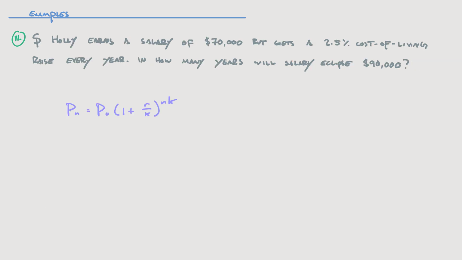The last one, example number 3. Suppose that Holly earns a salary of $70,000, but every year she gets a 2.5% cost of living raise. So every year her salary increases by 2.5%. In how many years will the salary eclipse 90,000? Okay, so Holly wants to know, just based on cost of living raises, when will her salary be 90,000? Well, that's what we're trying to find in this one. We're trying to find N. How many years is it going to take for us to get to here?